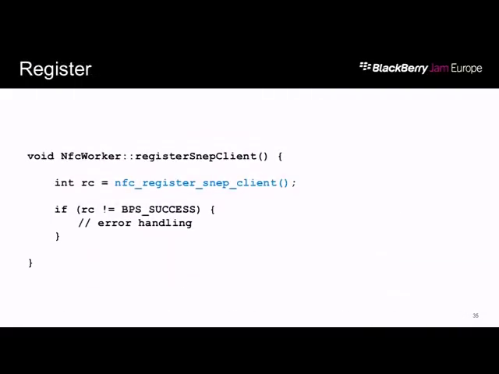Step one, register. Really easy, a single function call. All I have to do is call nfc_register_snep_client, and that's it. My device is now in the right state to be notified when another SNEP client comes into proximity. That's it. We're now doing peer-to-peer mode NFC.